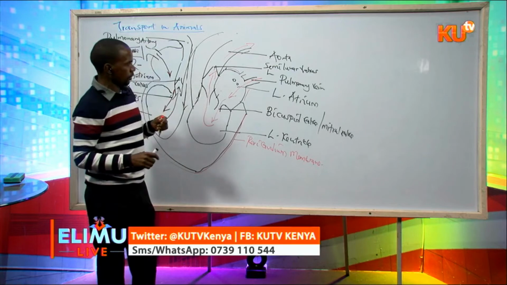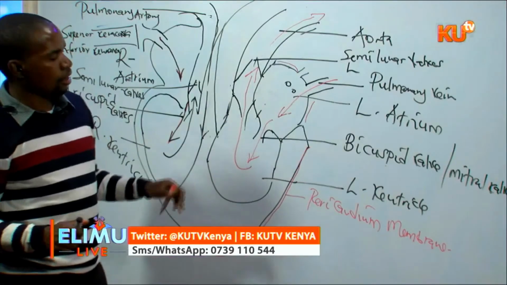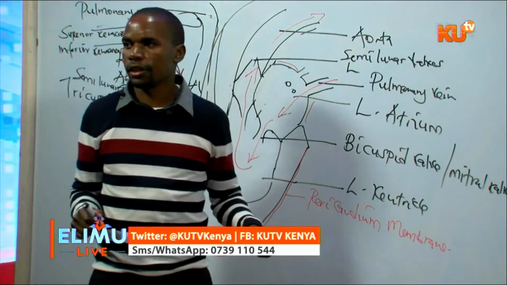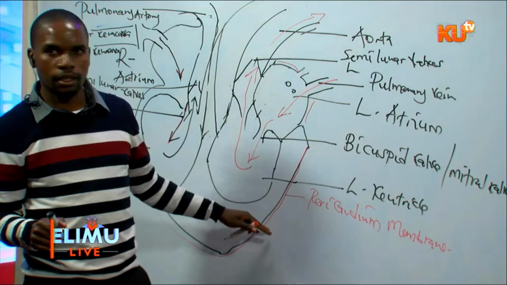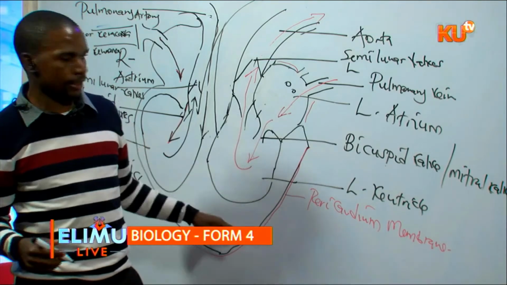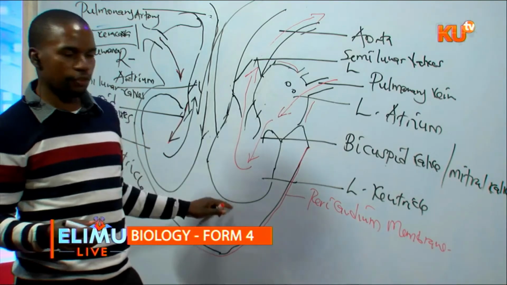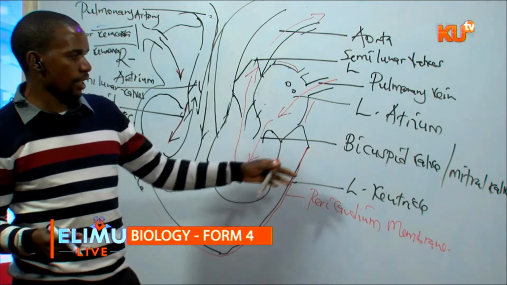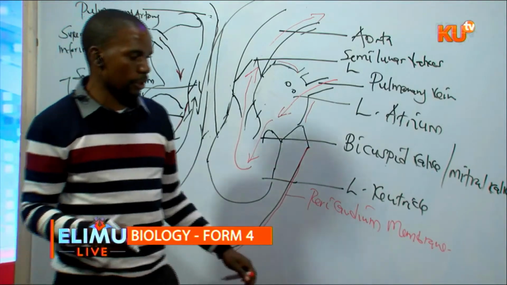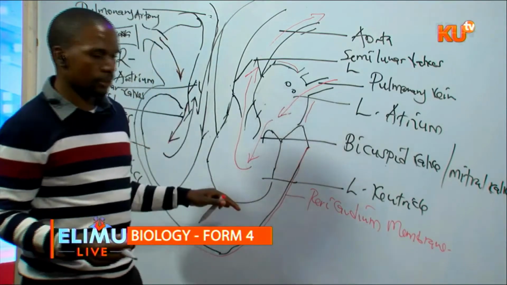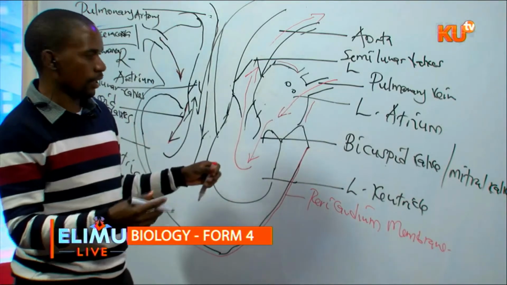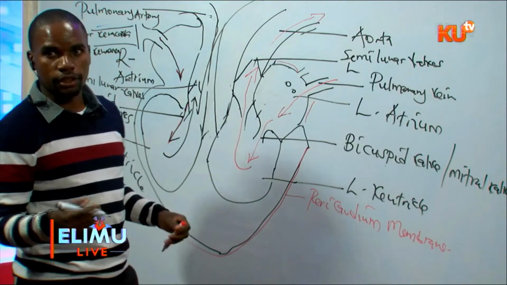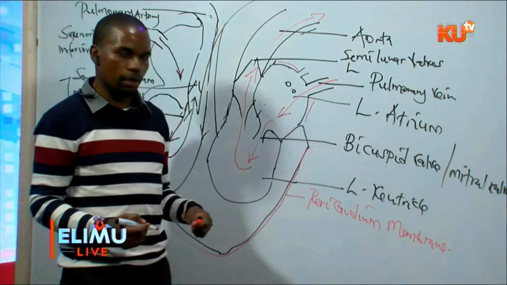So the functions of the pericardium membrane, one of them is that it produces pericardial fluid, and this pericardial fluid lubricates the heart to reduce its friction with other organs, and the organs we are talking about are the lungs. So this particular fluid is lubricating this heart so that it doesn't do what? It doesn't rub against other organs. So that's the function of the pericardium membrane.